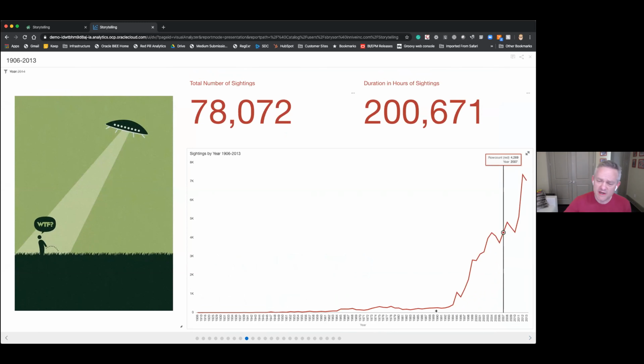So we can see, total number of sightings in this data set, 78,000 and change. Duration in hours. So one of the data points collected when you report your UFO sighting that you're positive you saw is the duration of the event. So how long did it last? Did it last 5 minutes? Did it last 10 minutes? And that's one of the data points that we're also going to look at in conjunction with sightings.